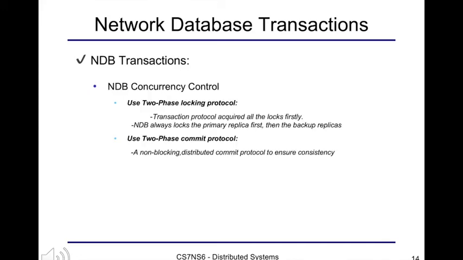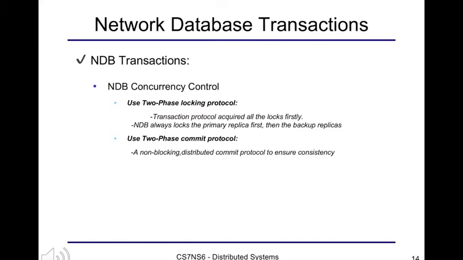For concurrency control, NDB uses the strict two-phase locking protocol. The transaction protocol starts by acquiring all locks necessary and does not release those locks until the transaction commit point is reached. NDB always locks the primary replica first, then the backup replica, to avoid deadlocks.